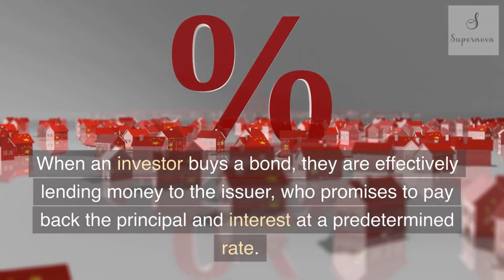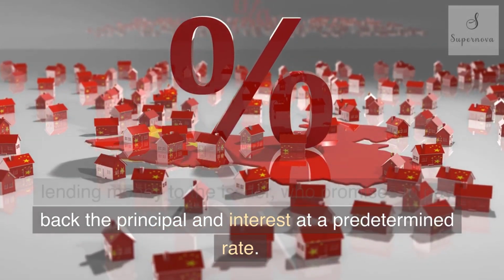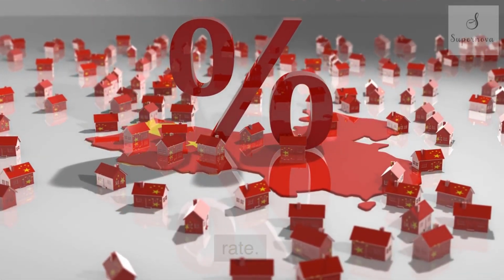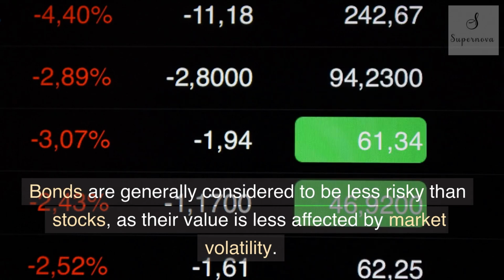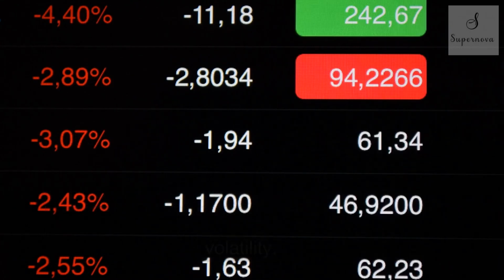Bonds. Bonds are debt securities issued by companies or governments to raise money. When an investor buys a bond, they are effectively lending money to the issuer, who promises to pay back the principal and interest at a predetermined rate. Bonds are generally considered to be less risky than stocks, as their value is less affected by market volatility.